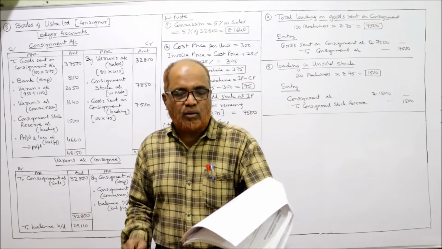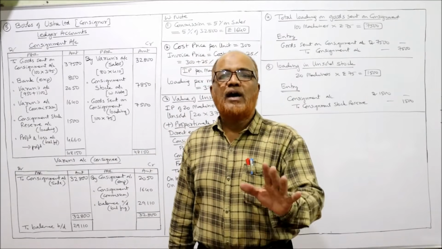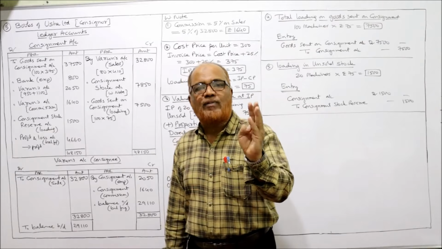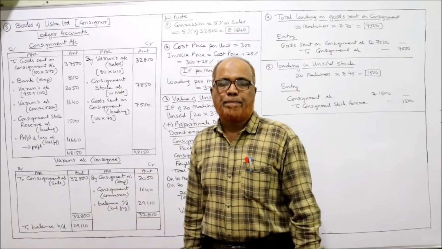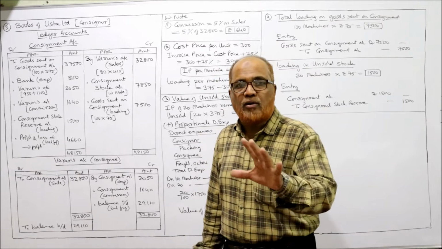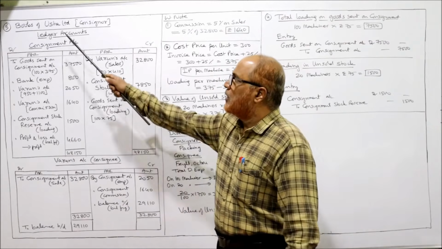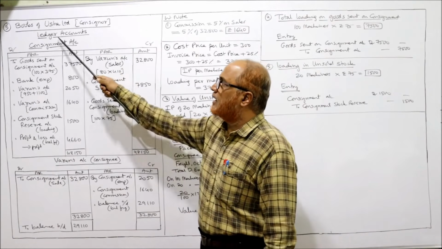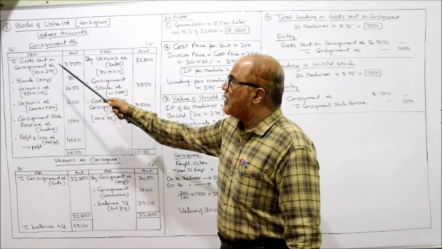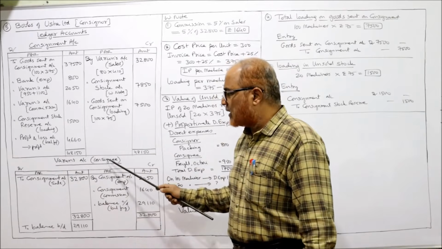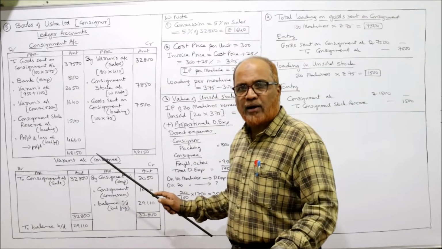Prepare consignment account and Varun's account. So we are required to prepare the consignment account and Varun's account in the books of Usha Company. Usha Company is the consignor. So 1 or 2 new points are there. Concentrate more in this problem. In the books of Usha Company, the consignor, the ledger accounts are the consignment account and Varun's account, the consignee account. Right? 2 accounts.